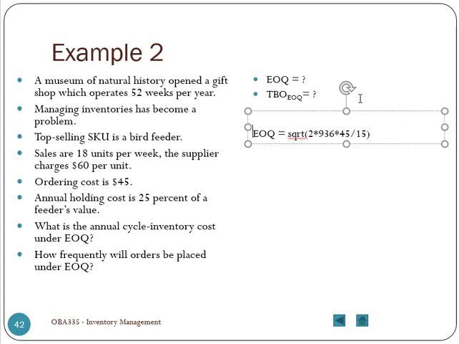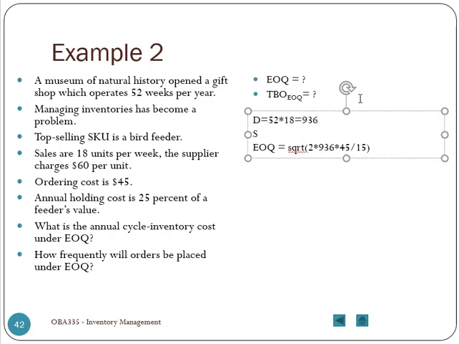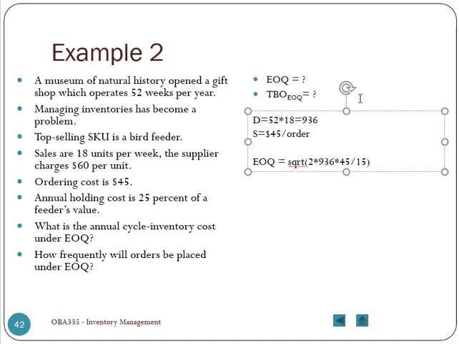Let me write it down so we know. Demand is 52 times 18 equal to 936. S, ordering costs, is $45 per order. Holding costs, H, is 60 times 25% equal to $15 per unit per year. So the EOQ is the square root of that.